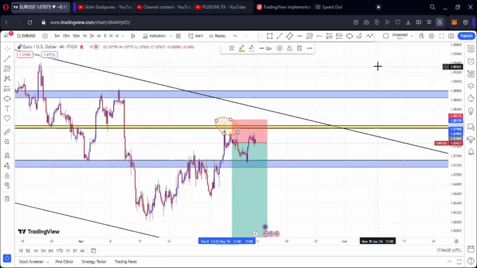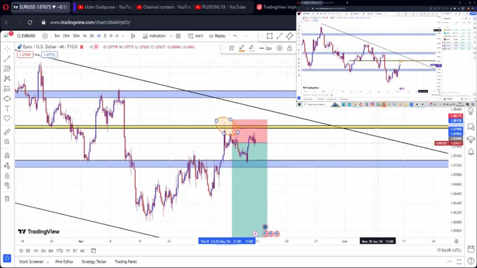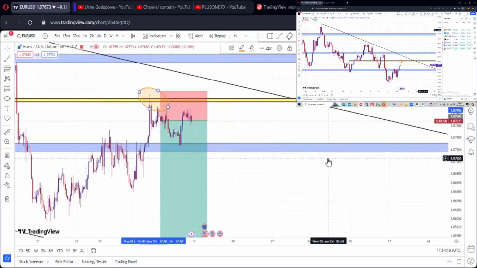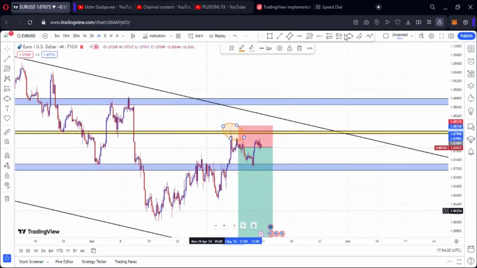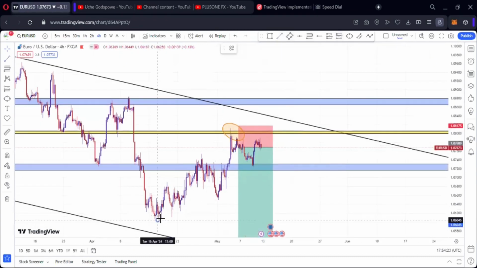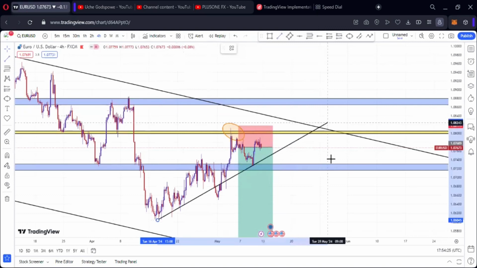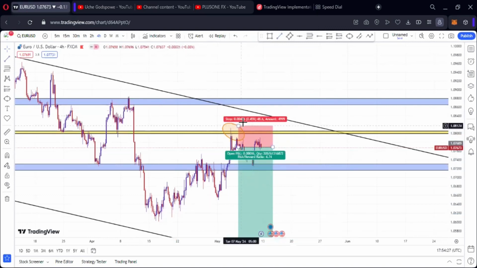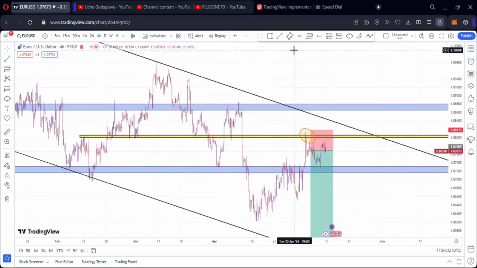I'm currently on Euro USD, right? So I'll be showing you, on the right part of this screen, my previous analysis on this pair. The market was about to turn bearish. We had this bullish move right here to the top side, and then this market is now forming a double top around here, as you can see.